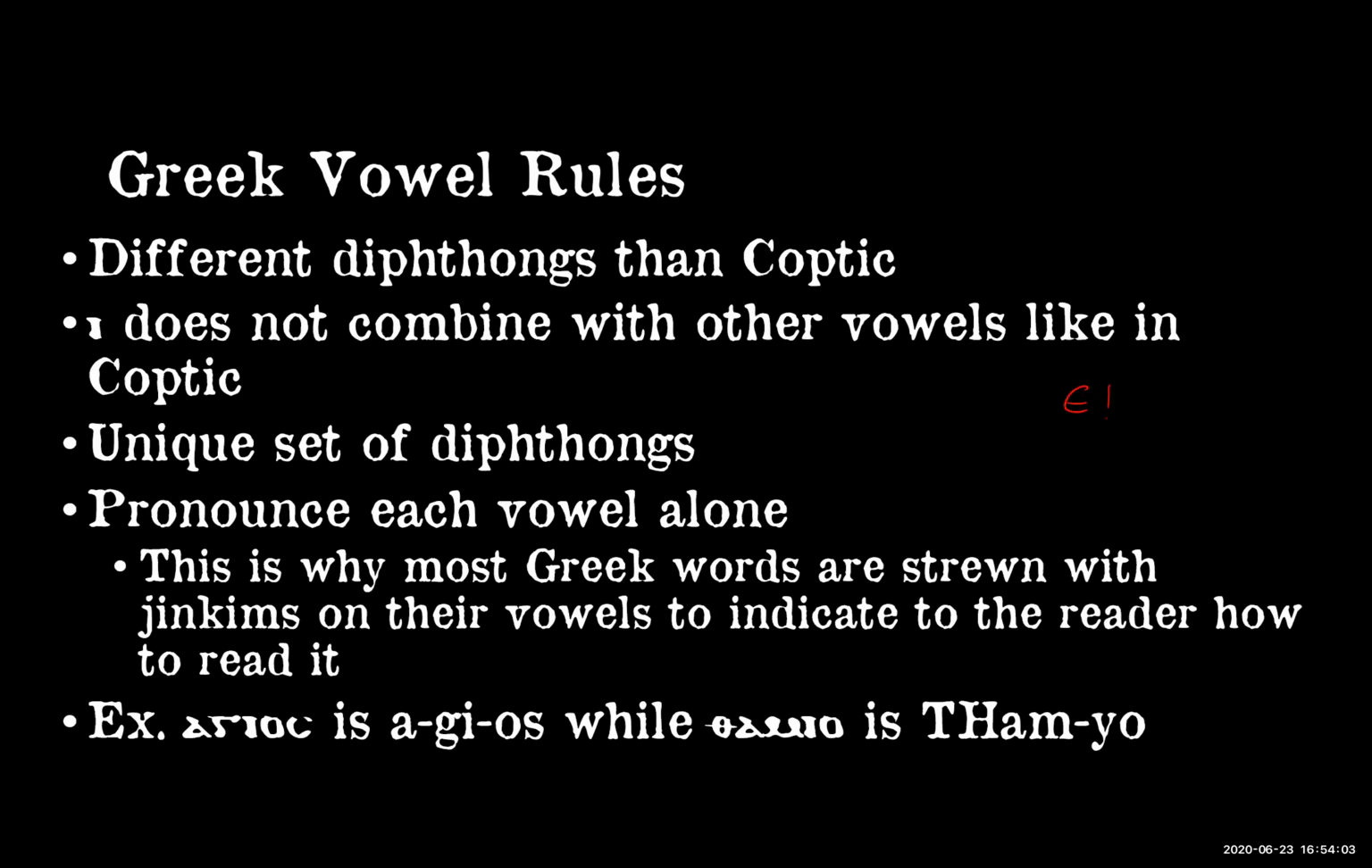So for example, I said this would be A in Coptic. It's not A in Greek. It has a unique set of diphthongs, which is what I said before. And you pronounce each vowel or diphthong alone. This is why most Greek words are strewn with marks on the vowels to indicate how it should be read.